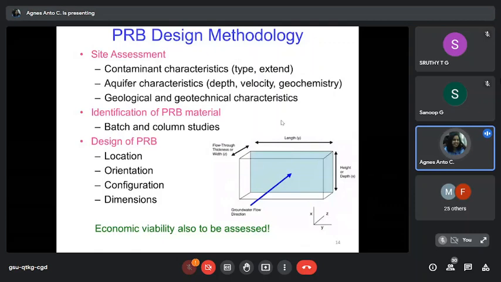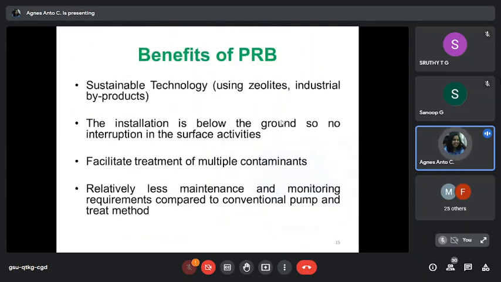Now, a few benefits of permeable reactive barriers which I've listed out here: first, it's a sustainable technology. Why you call it sustainable is because you can use materials like zeolites or some altered industrial byproduct as the reactive material in PRB. Industrial byproduct means it is a waste from the industrial sector, but you are adding some value, or you're valorizing the material, and then you're making it reactive. It can be used as a reactive material in PRB, which proves the technology to be sustainable.